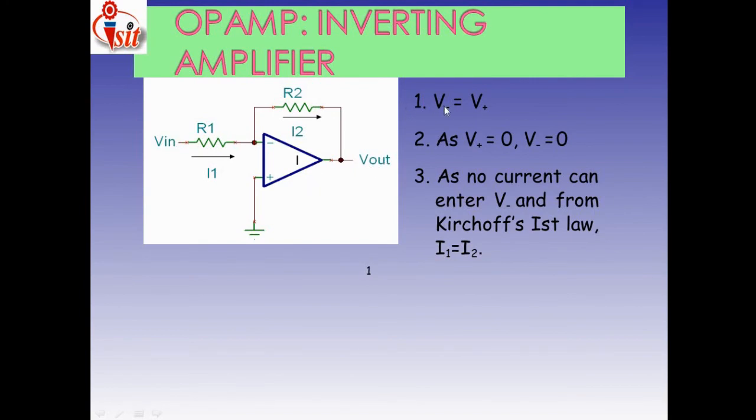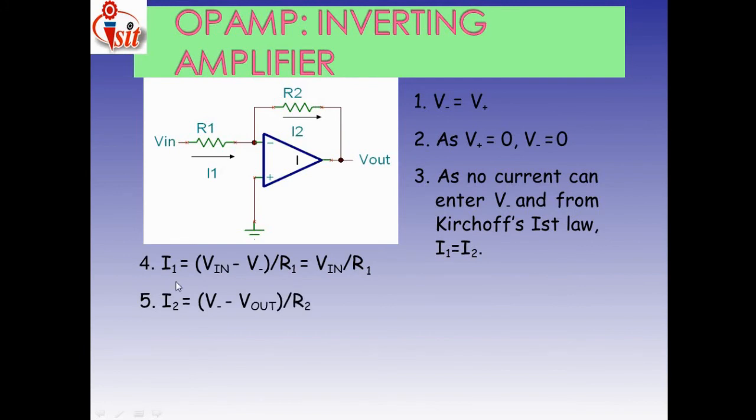And what is the output? First, the positive voltage is equal to the negative voltage. That means V+ is equal to V-. But V+ is in the positive direction and V- is in the negative direction. As positive saturation is equal to 0 and negative saturation is equal to 0, no current can enter the negative terminal, and from Kirchhoff's first law, I1 is equal to I2. That means Kirchhoff's first law says that whatever the incoming current towards the node is, it is equal to the outgoing current from the node. Here we are considering node 1: the incoming current is I1 and the outgoing current is I2.